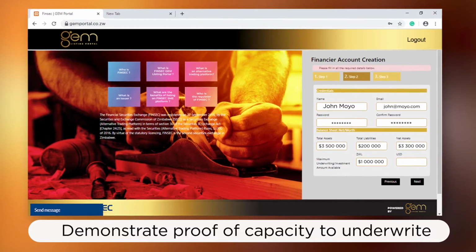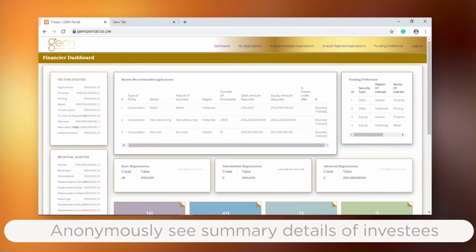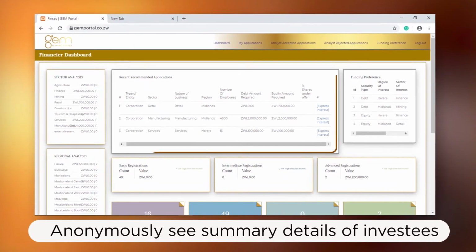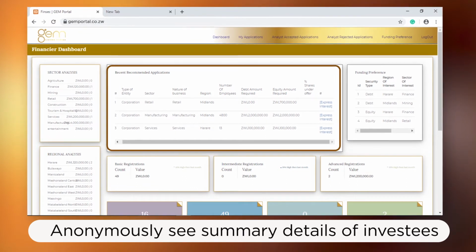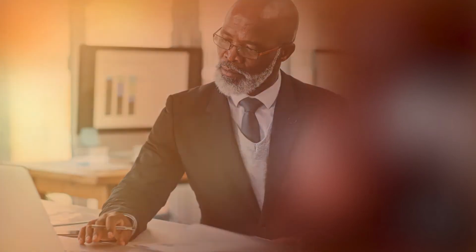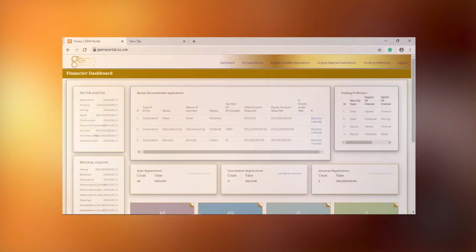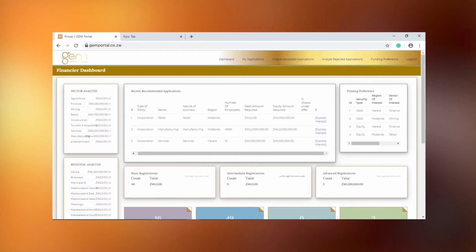Once successfully registered, the underwriter or financier will now be able to anonymously see summary details of investees that meet their criteria. Further notifications will be sent to the registered underwriter whenever new investment opportunities meeting their criteria arise. The platform basically gives the underwriter access to a vetted pipeline of the top gems deserving funding and listing.